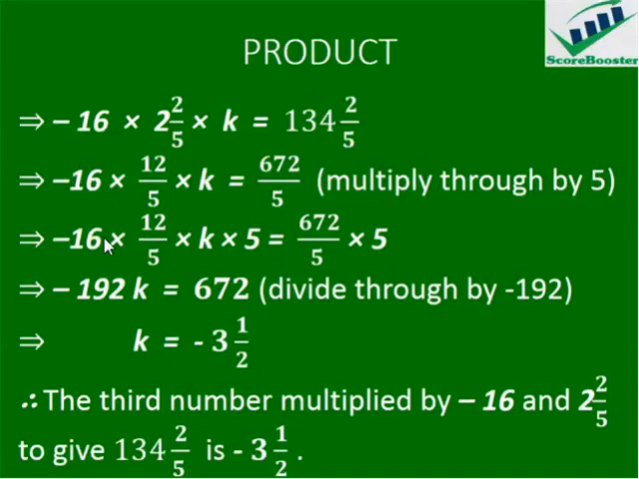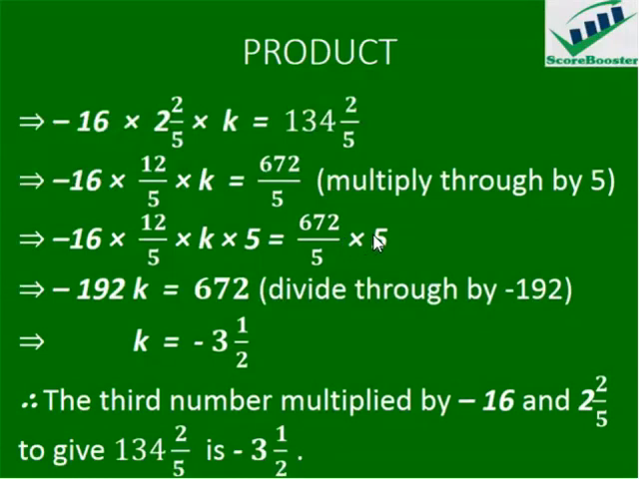That's why we have minus 16 multiplied by 12 over 5 multiplied by k multiplied by 5 equals 672 multiplied by 5. You see that whatever we do to this side, we also do it to this side. And the reason why we multiply by 5 is that we want to eradicate this denominator. You can see that 5 is the denominator. If you multiply by 5, 5 here 1, 5 here 1, you'll be left with 672 multiplied by 1.